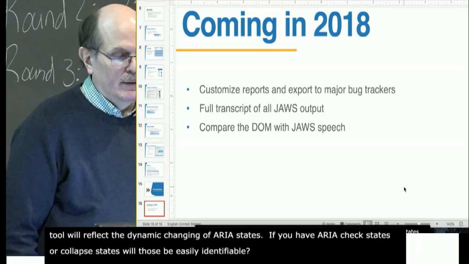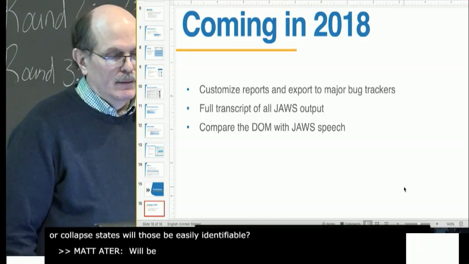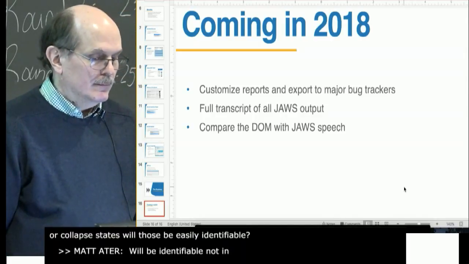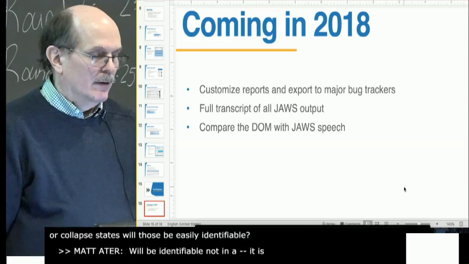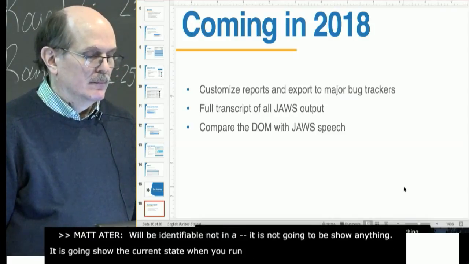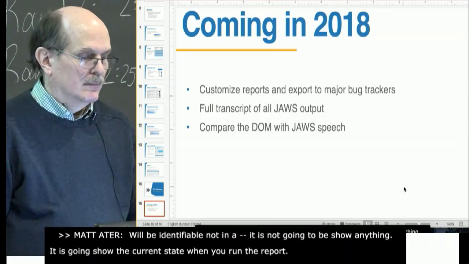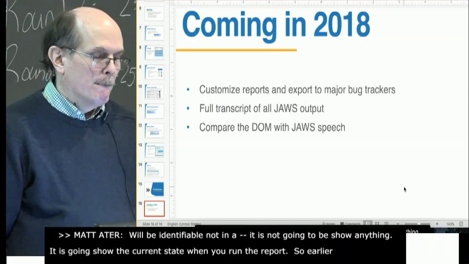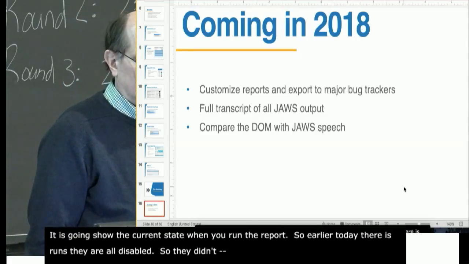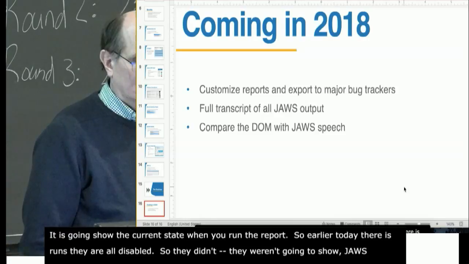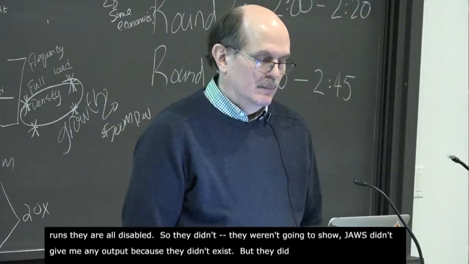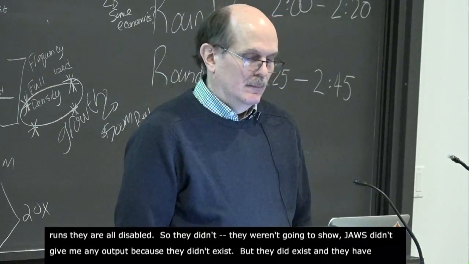They will be identifiable, not in a, how do I put this? It's not going to show the changing, it's going to show the current state when you run the report. So I was on a page earlier today as an example, and there were buttons, but they were all disabled. So they weren't going to show up. JAWS didn't actually give any output because they didn't exist. But they did exist in the DOM somewhere, so they showed up, but they all showed up as disabled, so the screen reader's never going to see it.